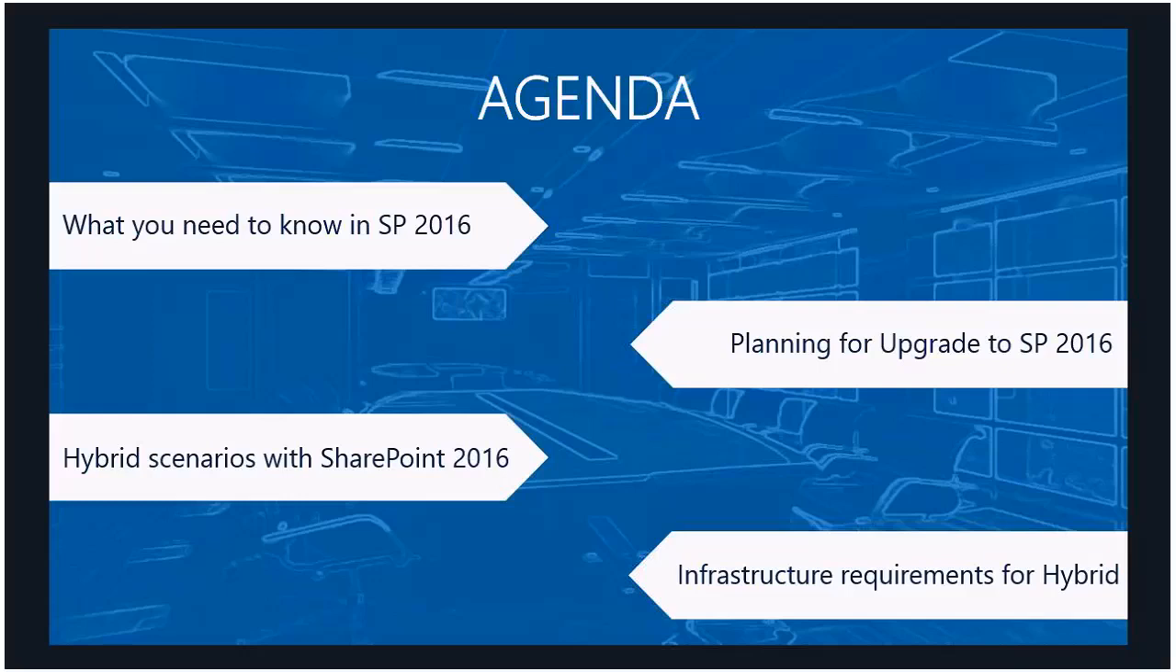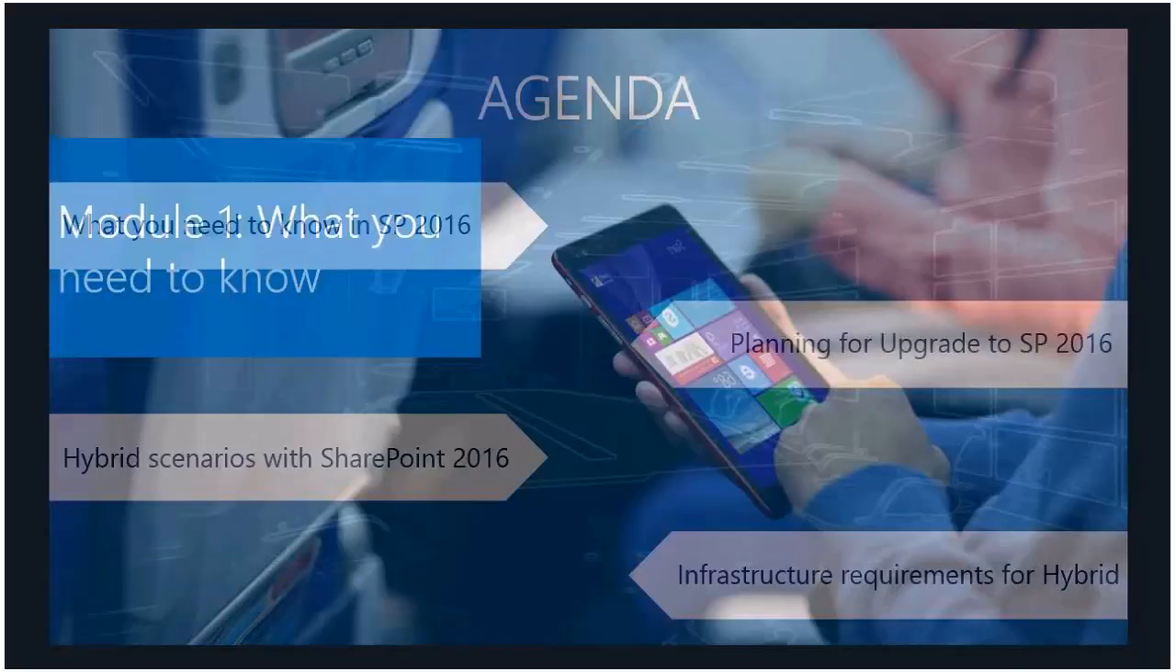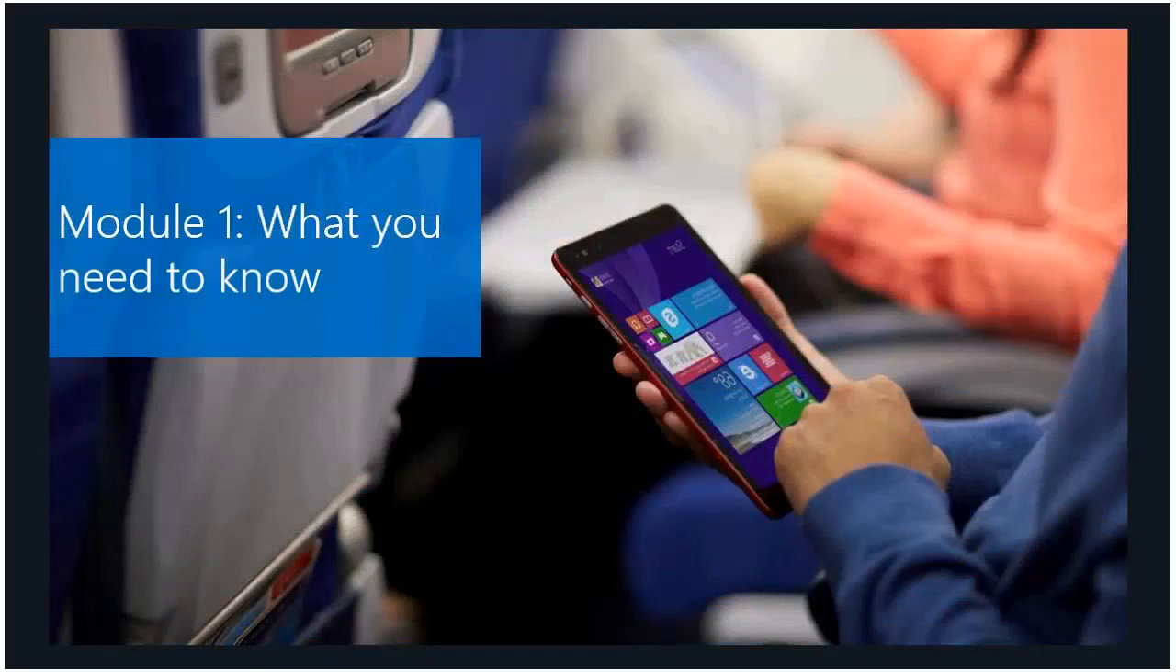Okay, this is module 1. We are going to talk about SharePoint 2016. Many customers are moving to Office 365 and SharePoint Online, and they have existing infrastructure. Probably they already have SharePoint 2007 or 2010, this kind of existing infrastructure, and they are going to move to online.